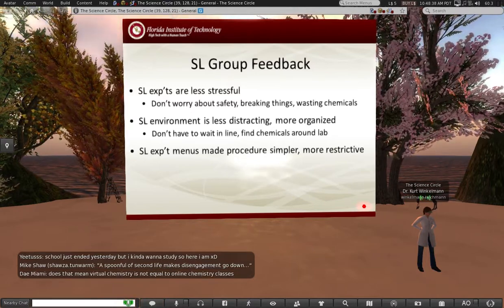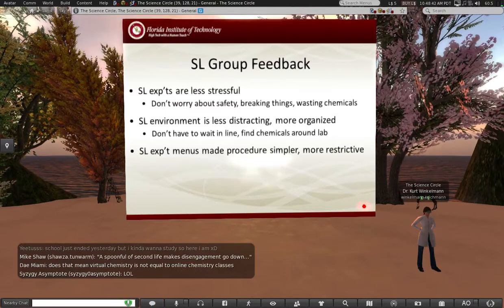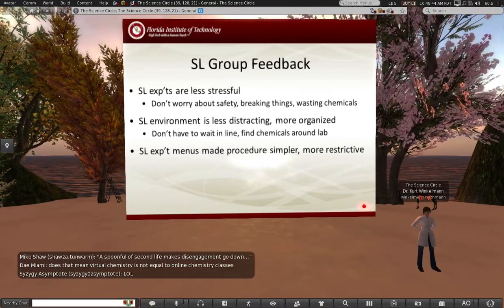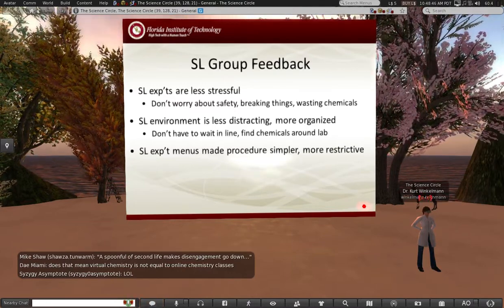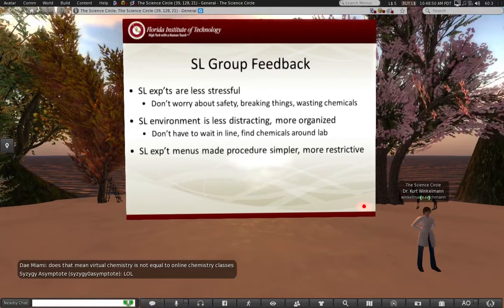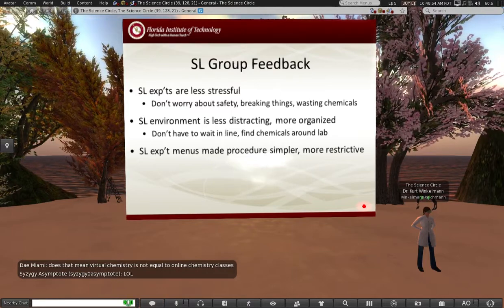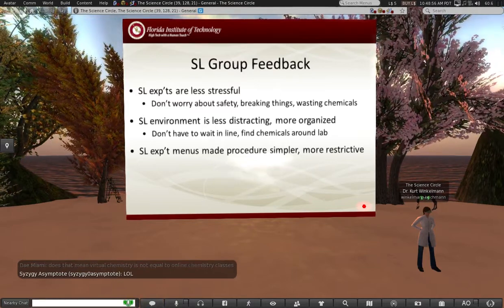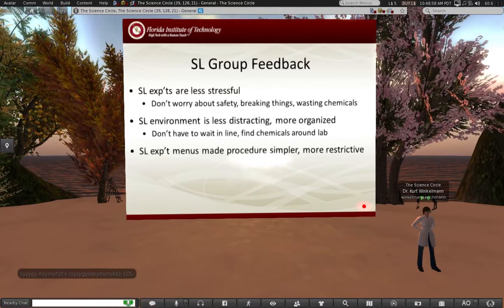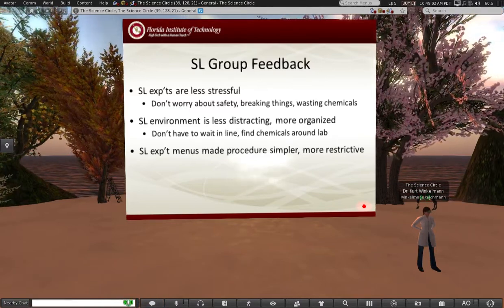So we asked them in some focus groups to give us more information about how they felt about Second Life. They said it was less stressful being in a virtual environment. As chemists and educators, we're very comfortable doing the learning activities and being in that learning environment. The students can find it very stressful, and I sometimes forget about that.